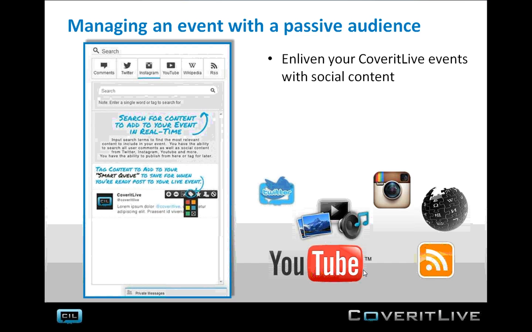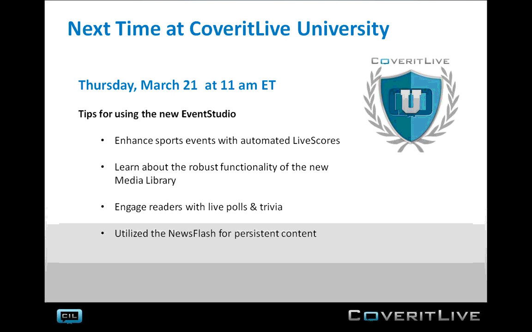And as those are queuing up, I'll do a quick reminder about our next CoveritLive University session in March, which will be focused on using the new Event Studio and some of the other capabilities that we didn't cover today, specifically around enhancing the engagement areas of your event with things like automated live scores for sports events, the new media library and the additional functionality we've added there, including the ability to edit images and captions in line, and how to engage users with some of the other new capabilities and enhancements we've added around polls, trivia, and the news flash. So at this time, if there's any questions, we'll take those, and I'll turn it over to Spencer.